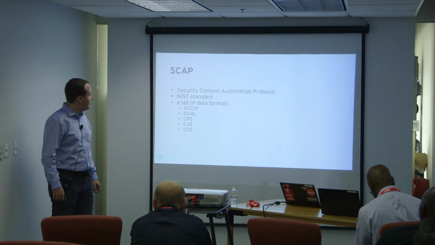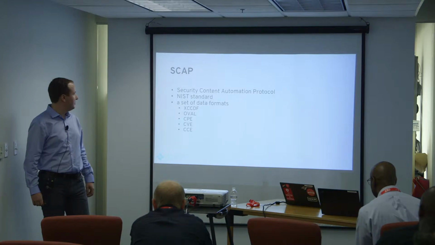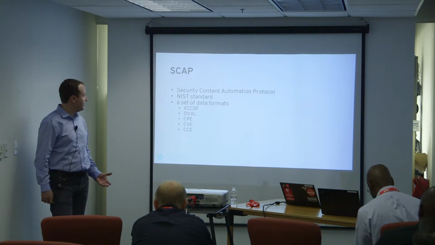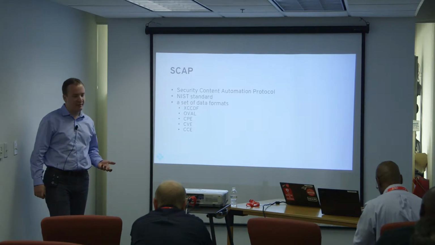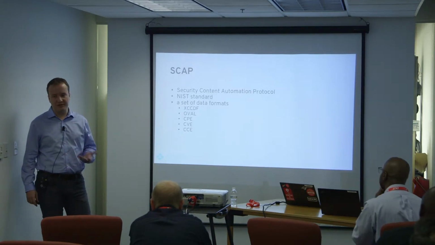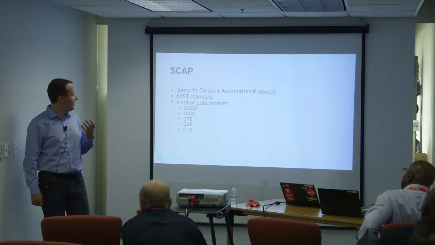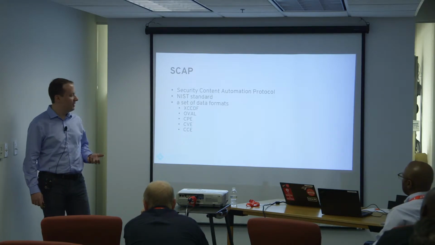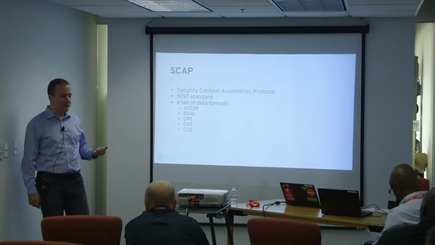And we're going to be using SCAP, a standard from NIST, the National Institute of Standards and Technology, to express these security policies. Because a lot of these security policies come in Excel spreadsheets, and there's no way you can automate that. You need some sort of data format to do that, and SCAP is just that. It is a set of data formats. The two most important ones that I'm going to mention are XCCDF and OVAL.